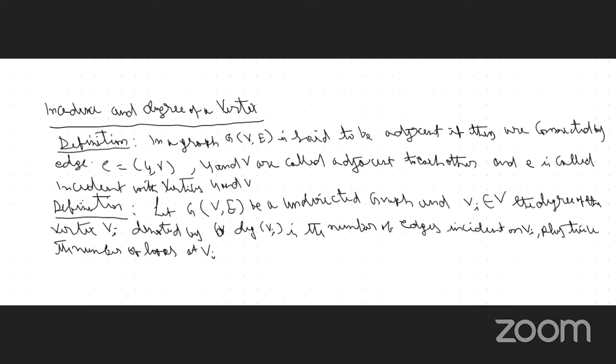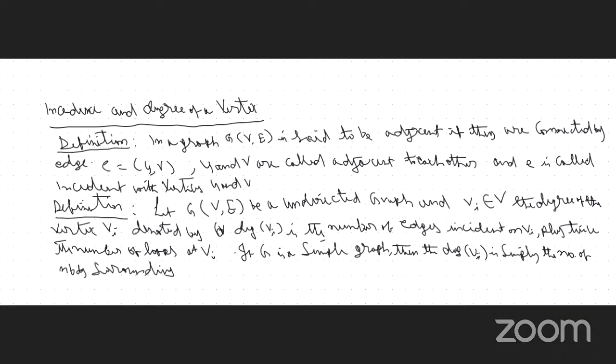If G is a simple graph, then the degree of Vi is simply the number of neighbors surrounding Vi. Next.